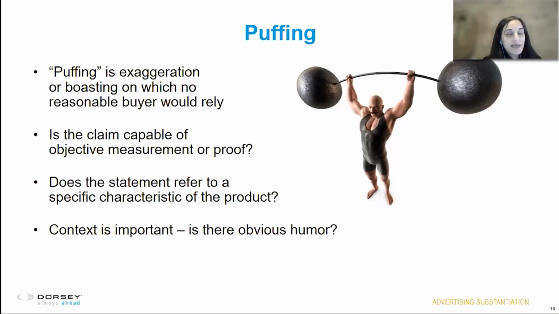If my pizza place made that claim and then started adding, we have bigger slices than the place down the block, or we use fresher ingredients, we don't use anything frozen, it starts becoming objectively provable, and maybe it's not puffery anymore. So you start looking at: can you measure it? Can you prove it? What evidence would you need to prove it? Does it relate to specific characteristics of the product? And humor is super important in this context, because a lot of great ads make jokes and end up being puffery.